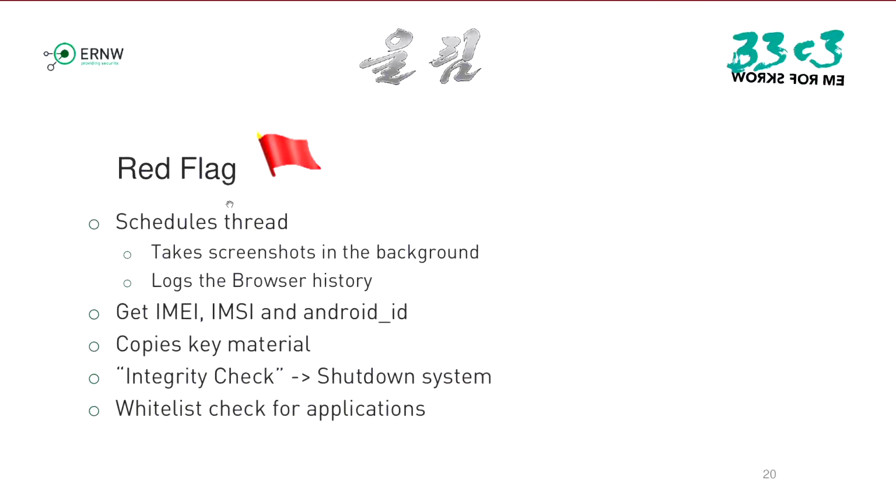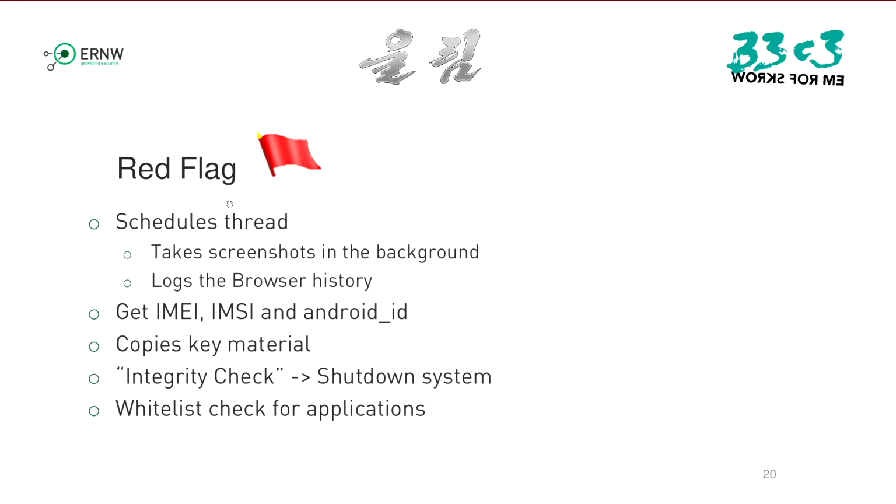The next one, which is quite interesting and is running in the background, is Red Flag. This tool is the one that is taking the screenshots in the background. It's also logging the browser history, and it is responsible for grabbing the IMEI, IMSI, and the Android ID. There is no SIM card installed here. Probably this is an indication that the same mechanism is running on the smartphones that DPRK is providing. It also is copying some key material around, and it's doing some basic integrity checking of the system. And if these integrity checks fail, the system will be rebooted or shut down.